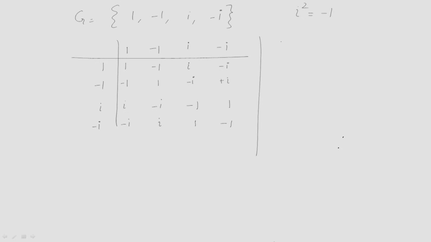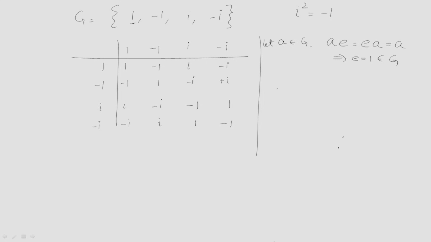Associativity always holds in usual multiplication, so it is always satisfied. Then we have to see the existence of the identity element. If you take any A in G, then A into E should be equal to E into A should be A for all A in G. This implies E is equal to 1, which is in G. You see here, this is 1, which is in G. So, that means the identity element also exists.